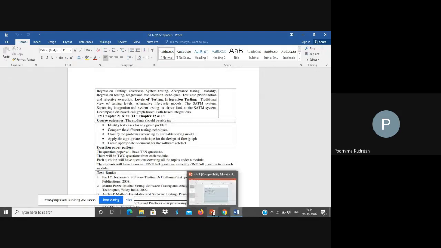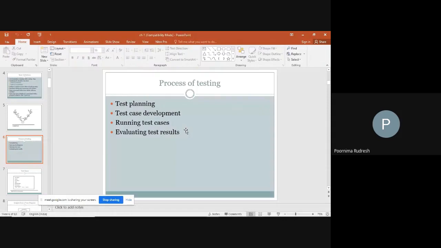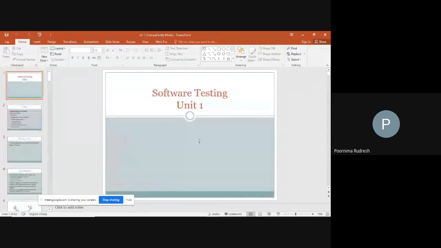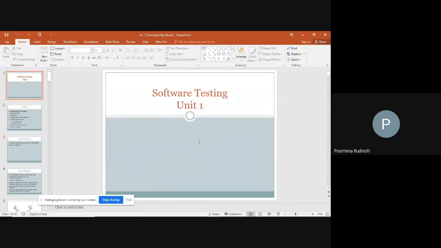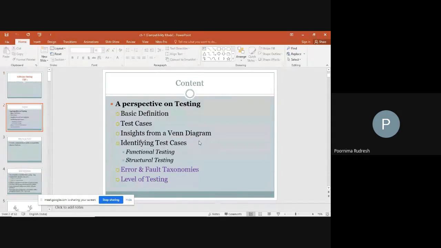So today I'll start with the process. Just a minute. We'll start the chapter, that is software testing. So this is the first topic of your first module. The first topic of your first module is basic definitions. The first chapter is a perspective on testing, and in this chapter you are going to study the basic definitions.